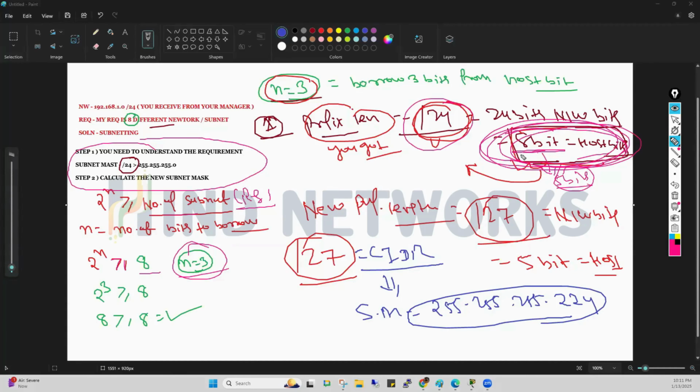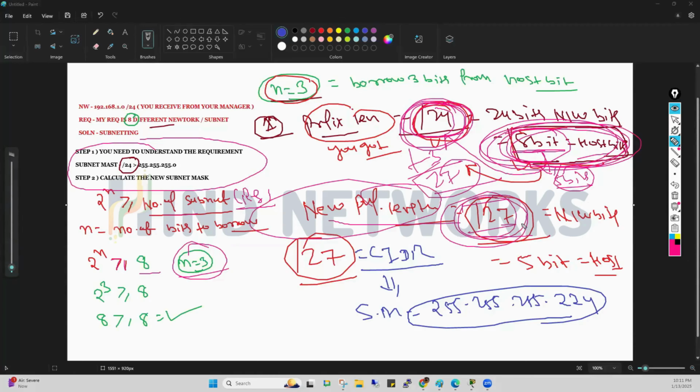And the bits which you borrow here, that is 3 bits, you need to add those 3 bits to the network portion. So now what is the new prefix length? 27. 24 was there previously. Right now you borrowed 3 bits from the host. So 24 plus 3, 27. So 27 is the new prefix length. Clear?